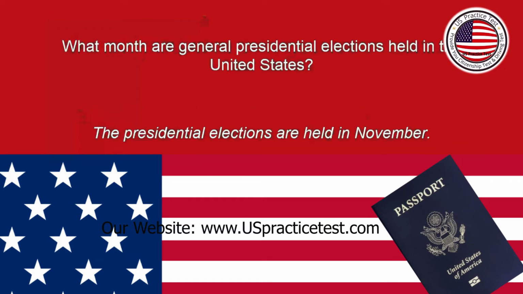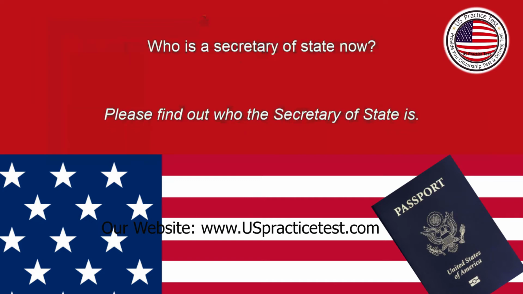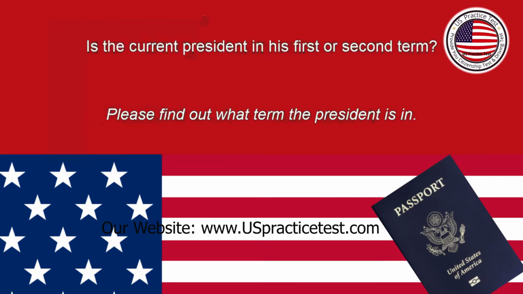In what month are general presidential elections held in the United States? The presidential elections are held in November. When must all males register for the Selective Service? They have to register at age 18. Who is the Secretary of State now? Please find out who the Secretary of State is. Who is the Attorney General now? Please find out who the current Attorney General is. Is the current president in his first or second term? Please find out what term the president is in.